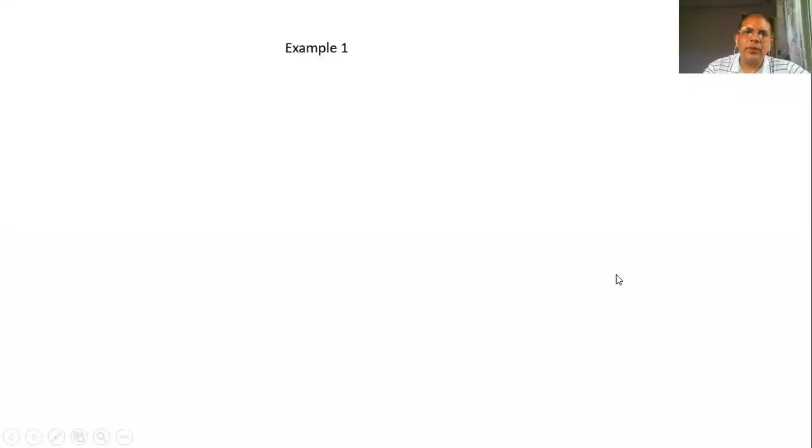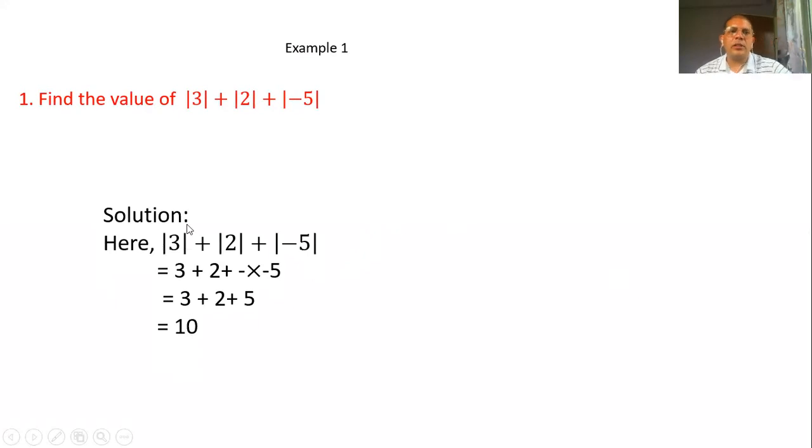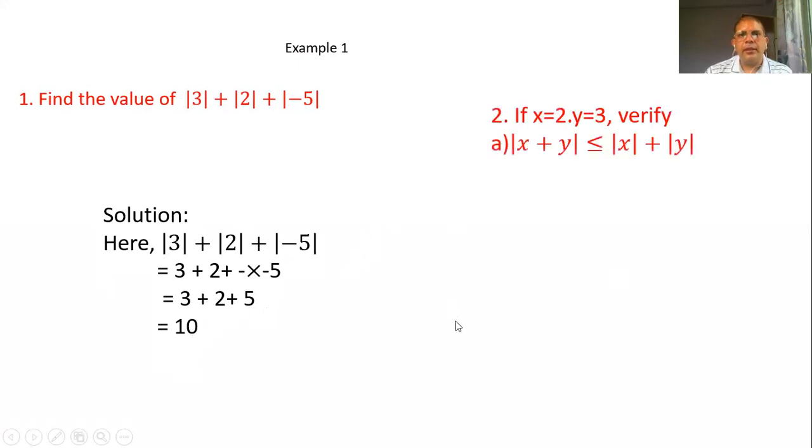So for example number 1, question number 1, your question is |3|+|2|+|−5|. Then you can write down your solution. |3| is 3, |2| is 2, and |−5| is minus times minus 5, it is plus 5. 3 plus 2 plus 5 is 10. Then example number 2: if x is equal to 2, y is equal to 3, verify. Now you should substitute 2 and 3 in the place of x and y, and it will be verified.